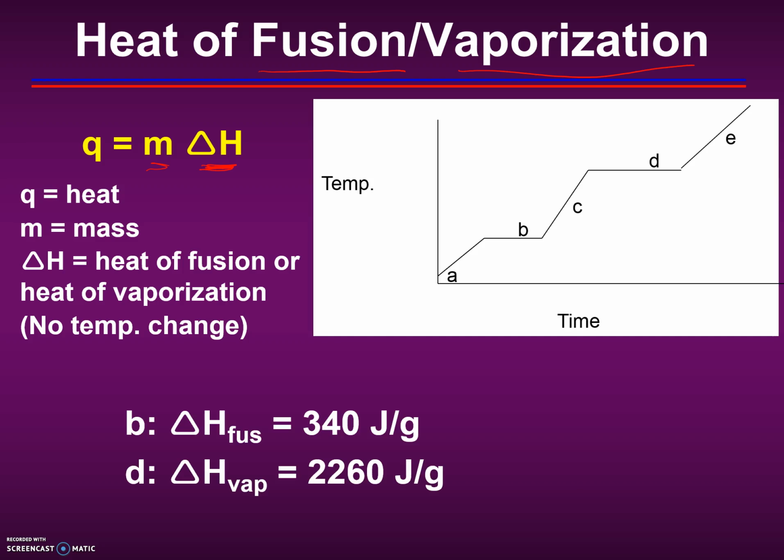The constants, the heat of fusion and heat of vaporization, are for water in particular. Both of these are water, but this would be ice, and this would be boiling. So this B refers to this B here, and this D refers to this D here. At this point it's 340 joules per gram, and here it's 2260 joules per gram.